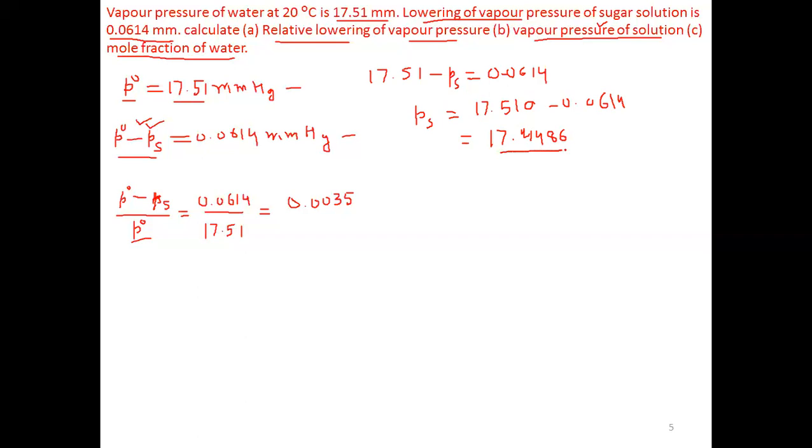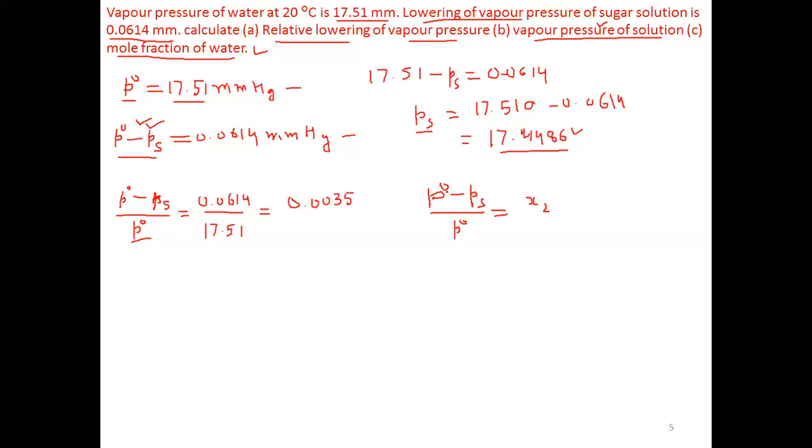17.4486. This is the vapor pressure of the solution. So we have successfully calculated relative lowering of vapor pressure and vapor pressure of solution. The third thing was that we have to calculate the mole fraction of water. As we know, relative lowering of vapor pressure is a colligative property, and we have already proved from Raoult's law in our previous lectures that relative lowering, P naught minus Ps divided by P naught, is equal to the mole fraction of solute.